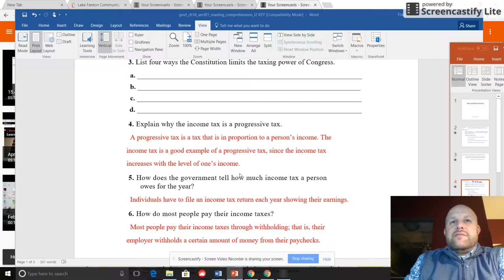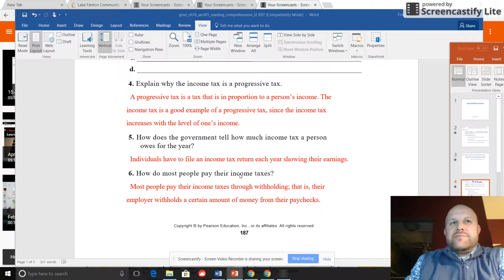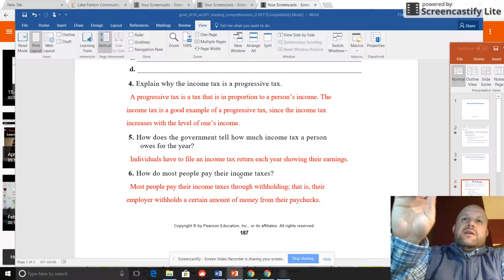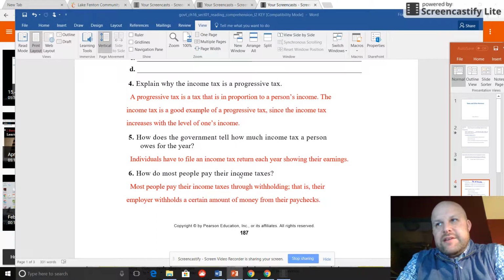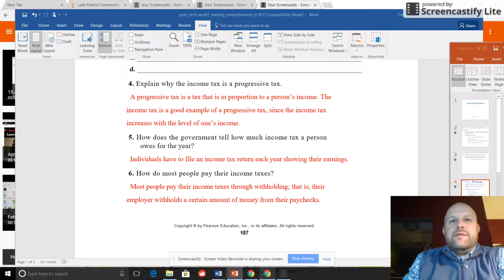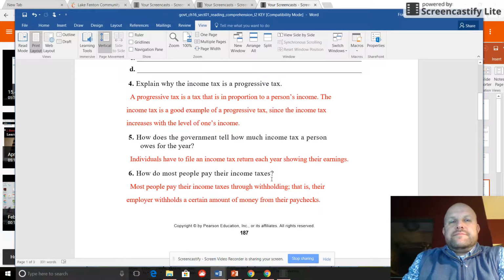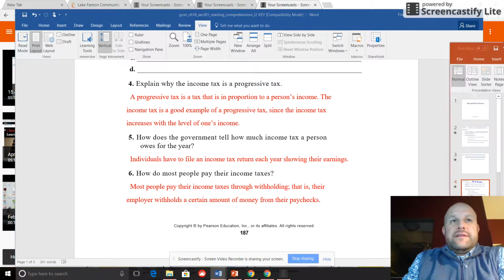So how does the government tell how much income tax a person owes for the year? They have to file an income tax return to show their earnings. So answer number 5, they have to file an income tax return. This is what's due April 15th every year. Your parents scrambling around to do this. This is what you have to do, and this is how you're able to tell how much you've earned and declare your income.